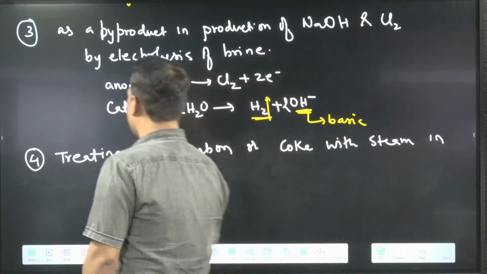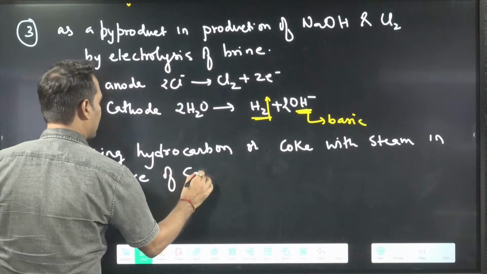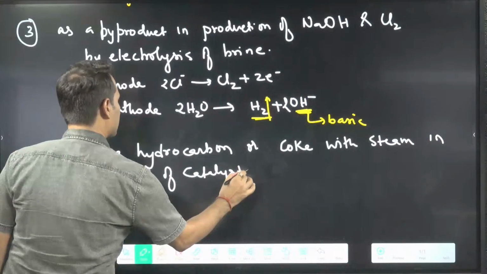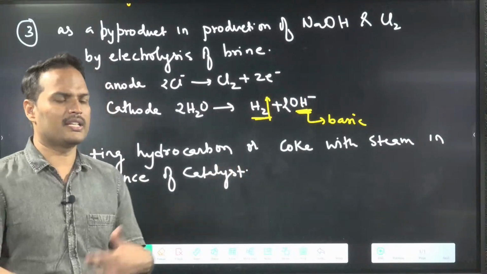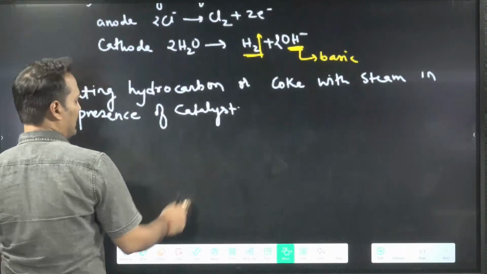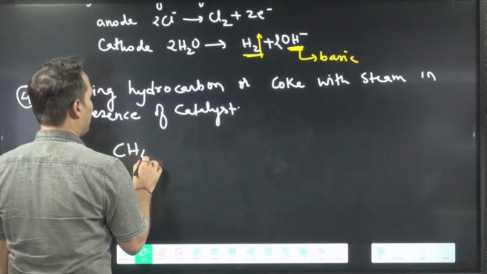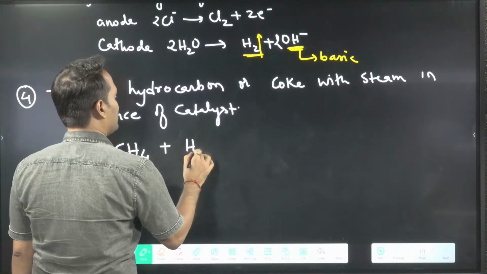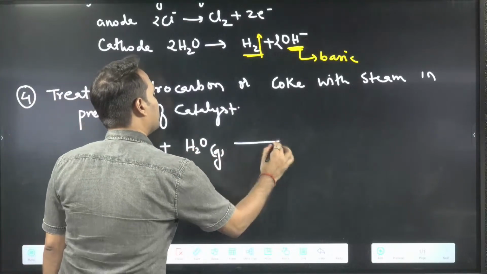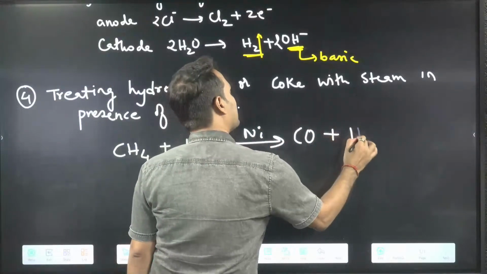in presence of catalyst. Now this reaction is very important, presence of catalyst, because few things are formed here and we will extend it also. Okay, na? Like they have written a general equation in NCERT. I will take a regular reaction, like suppose you have methane and you are taking steam, H2O gas, in presence of nickel as the catalyst, then you will get CO plus H2.